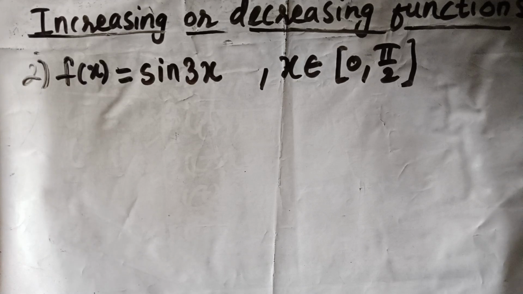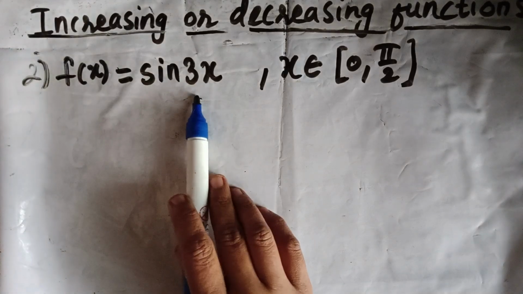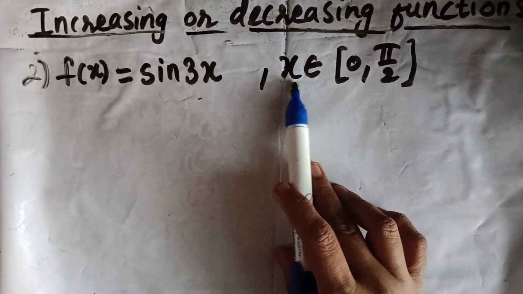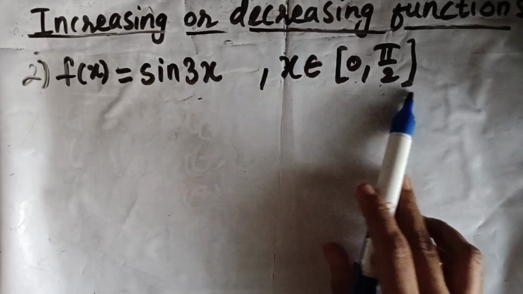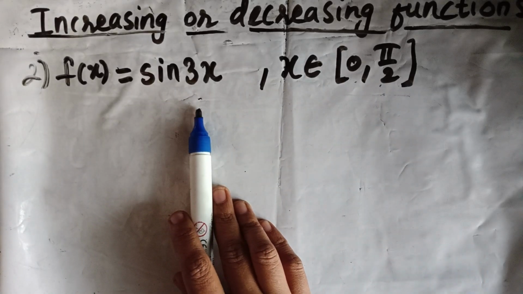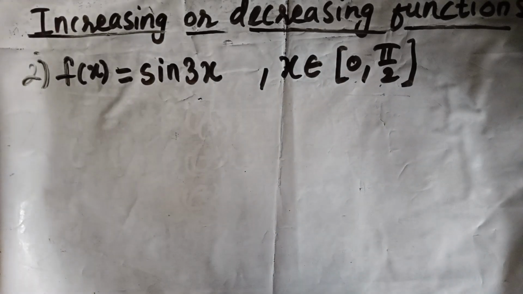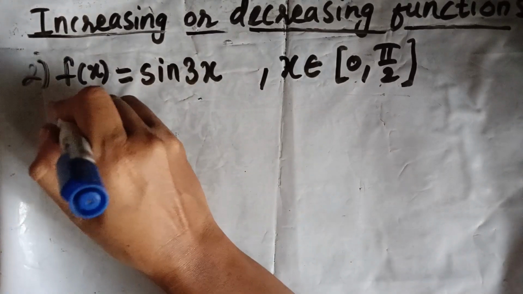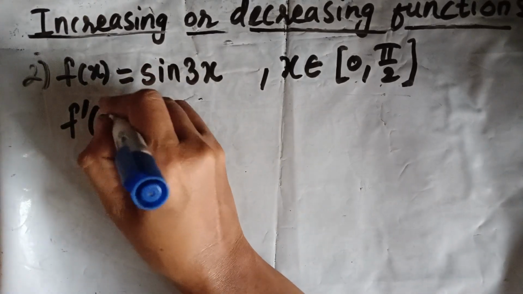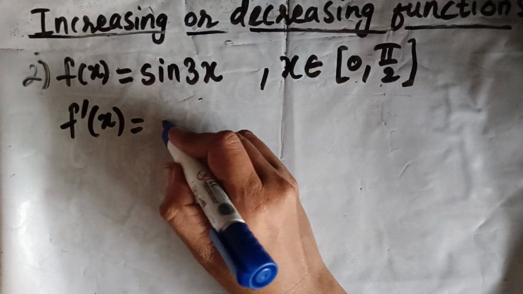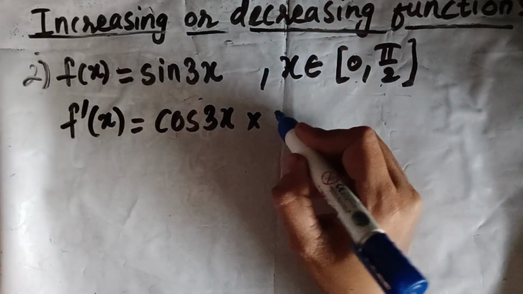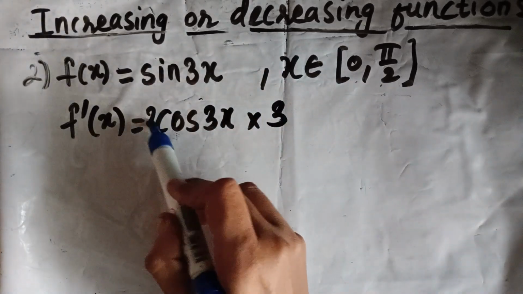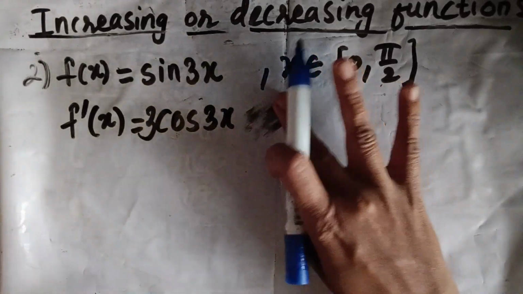Next question. Find intervals in which the function given by f of x equals sine of 3x, where x belongs to 0, pi by 2, is increasing or decreasing. Here the interval is given. Same steps you have to follow. First you have to find f dash of x. So sine 3x becomes cos 3x into derivative of 3x, that is 3. So 3 cos 3x.